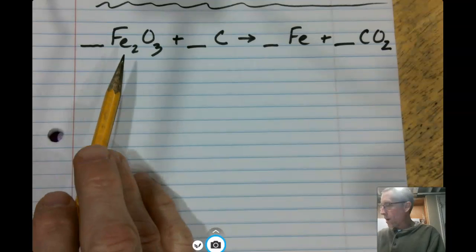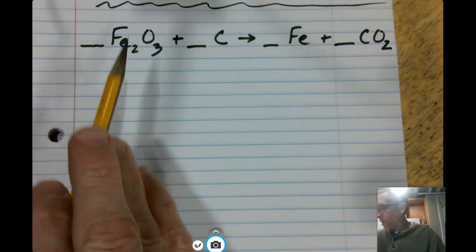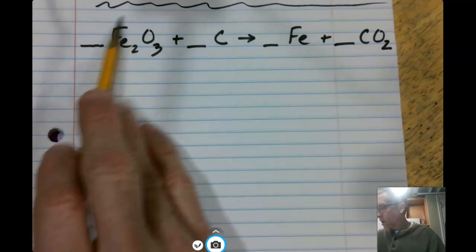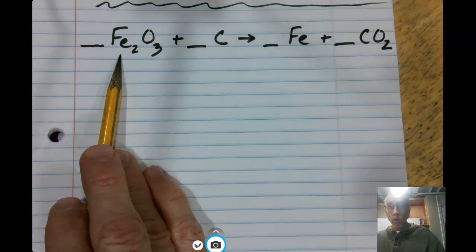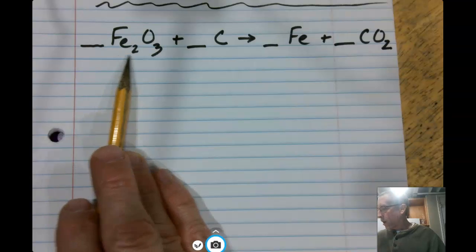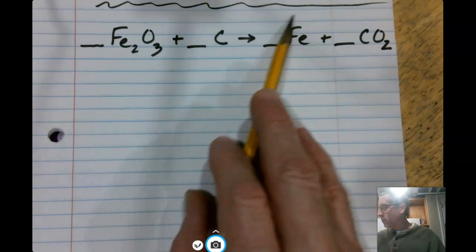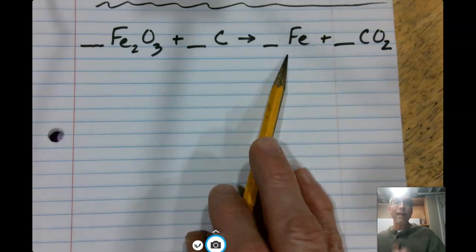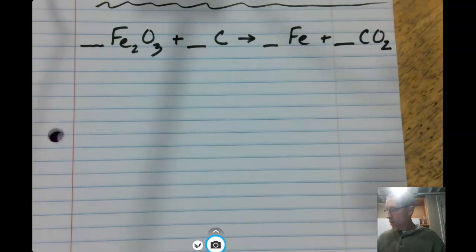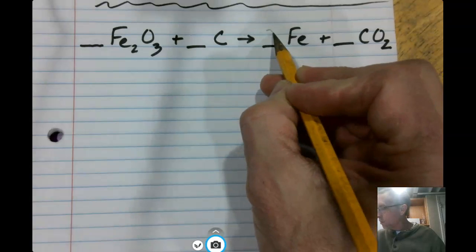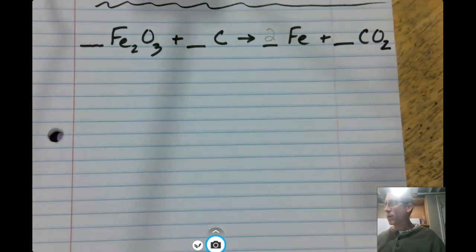So I'm going to start with my iron, since it's the first symbol that I see. In this compound here on the reactant side, I have 2 atoms represented. And over here on the other side of the arrow, I have just 1. So again, I need to double the iron atoms that are represented on the product side. So I'll do that by doubling my coefficient from 1 to 2. And so now I'm good with my irons.